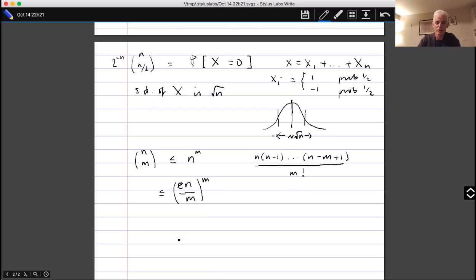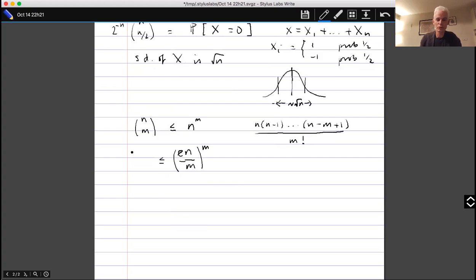Sometimes we want more still. So even this bound stops being useful when m gets to be close to n over 2. And then we want something a bit better. So I'll talk a little bit about what happens then in just a moment.